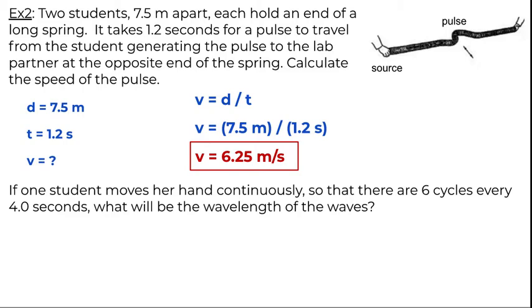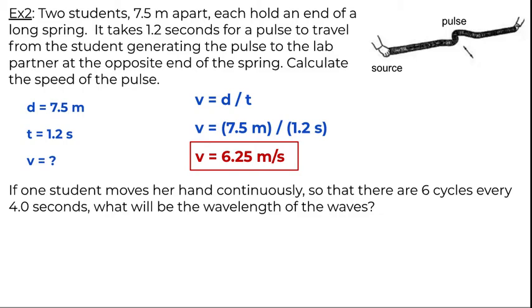So now we can do a part B of this question. On the same spring, if the student now moves her hand continuously, like we saw in the second part of that little video, we can determine what the wavelength of the waves should be. Because it's the same spring, then the wave speed stays the same. So the fact that we found this 6.25 meters per second, we can use this value in the second part. We're going to want to use the wave equation, v equals f times lambda, but we need to figure out what the frequency is from this given information.